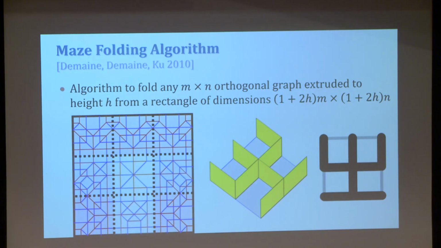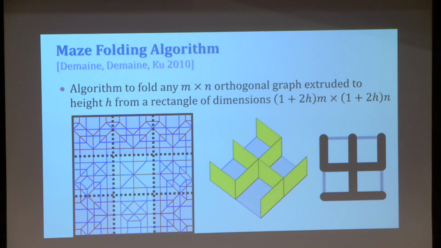It could be degree 4, it could be degree 3 as a T. It could be degree 2, either as a turn or a straight. And you design little gadgets, little crease patterns that fold into each of those little structures. And if you can do it in a way that these boundaries are compatible, then to fold the whole thing, you just sort of glue together those crease patterns. And that's how that software works.